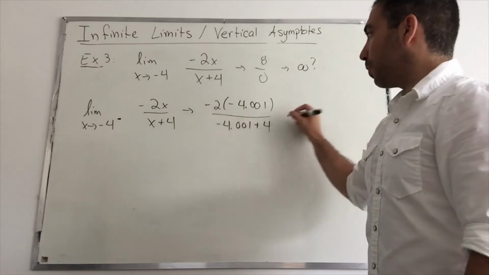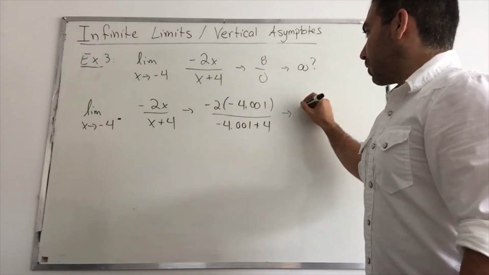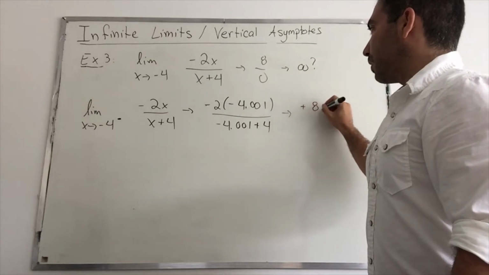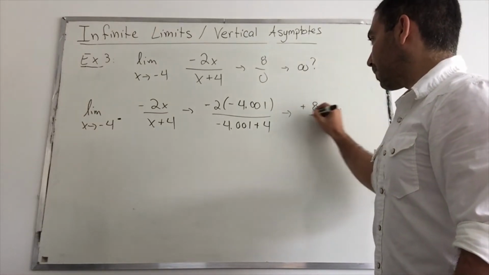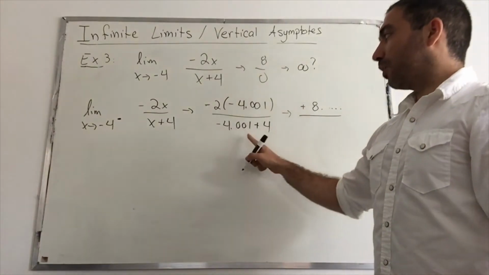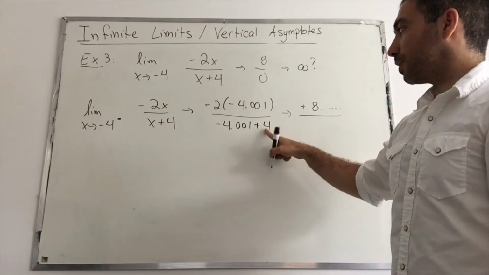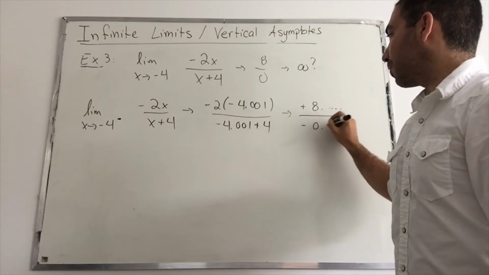So now when we multiply this, we get, let's say, positive 8, slightly bigger than 8. And on the bottom, do we get a positive number or a negative number? Well, since -4.0001 is slightly smaller than -4, adding 4 gives us a negative small number.